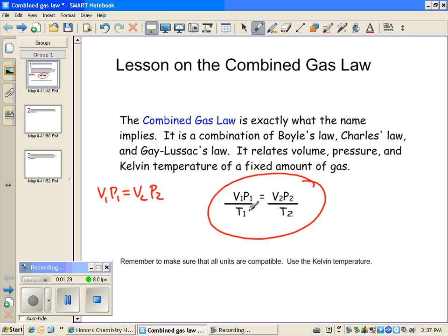All right, now, let's suppose I'm talking about Charles' law. V1 over T1 equals V2 over T2. Again, if I get rid of pressure, V1 over T1 equals V2 over T2. Combined gas law includes Charles' law.